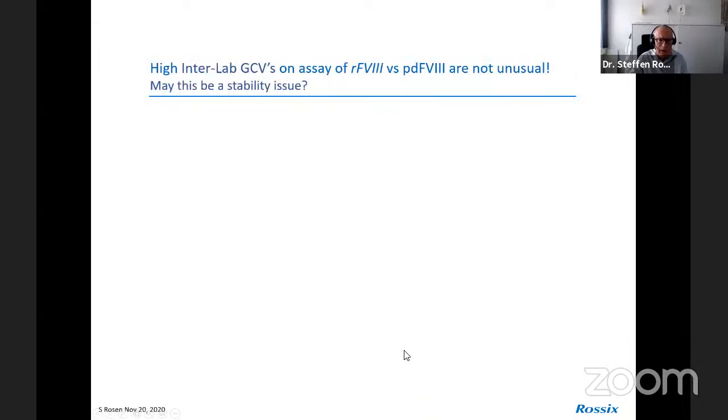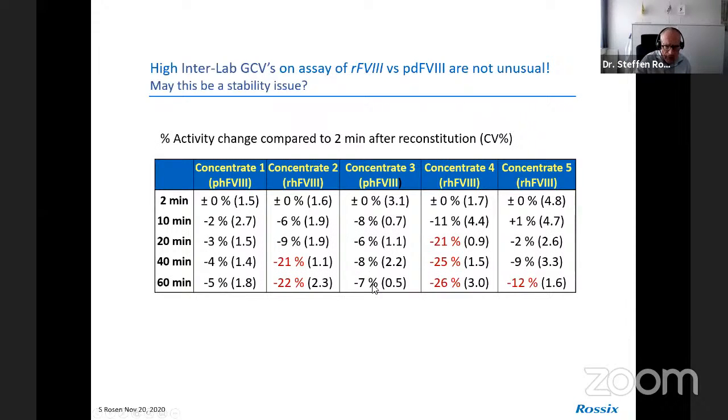And another matter is that it was often found in these collaborative studies that there were higher interlaboratory CVs on assay of recombinant factor VIII versus plasma-derived factor VIII. So we were a bit curious about this and made a limited study. We wondered whether this could be a stability issue. So this was again an observational study, not published, but I think this is something which I can show here.